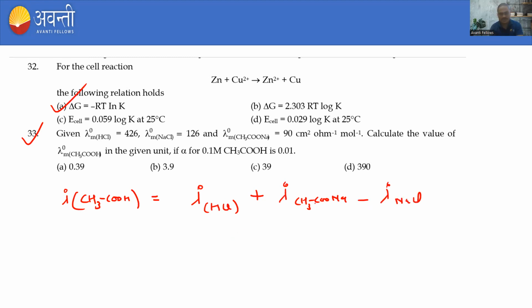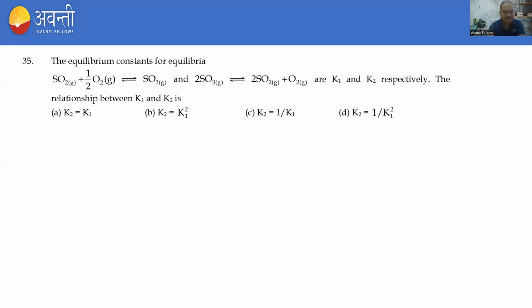Because we want CH3COOH only, and this NaCl will cancel out. So just put the values: 426 plus CH3COONa we have 90 and minus 126. So the value comes out to be around 390. Okay, so which option is correct, beta? That is option number D.